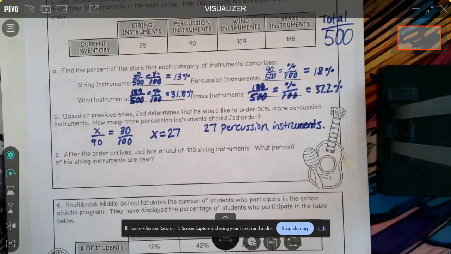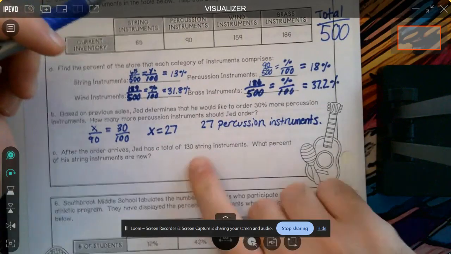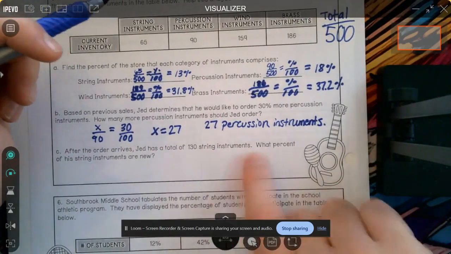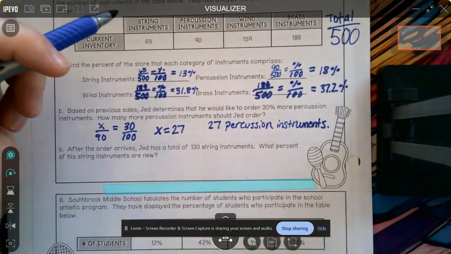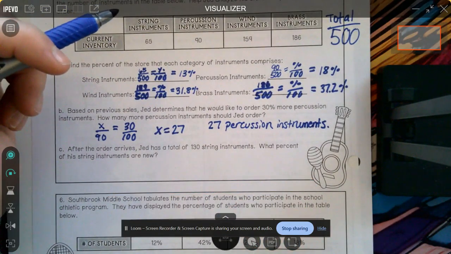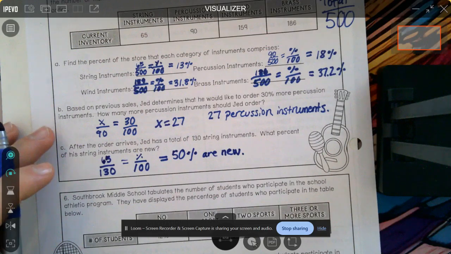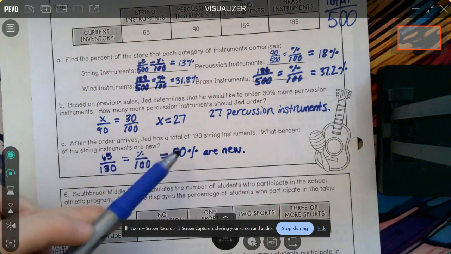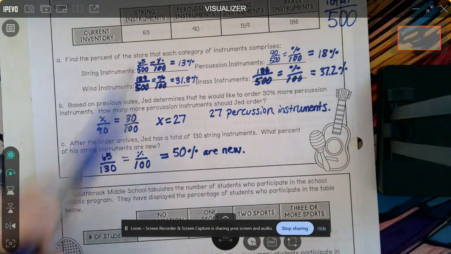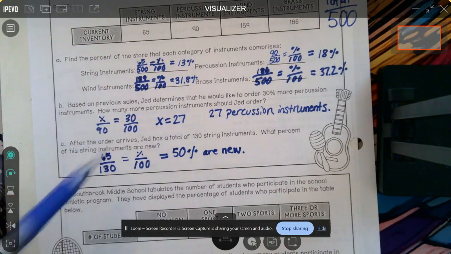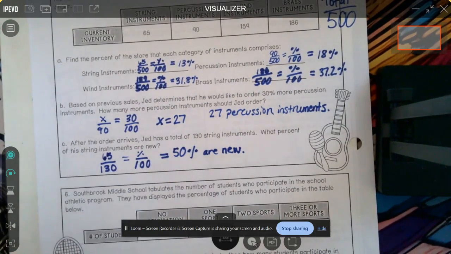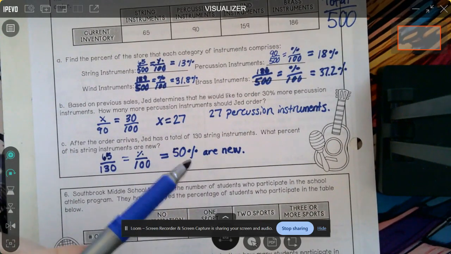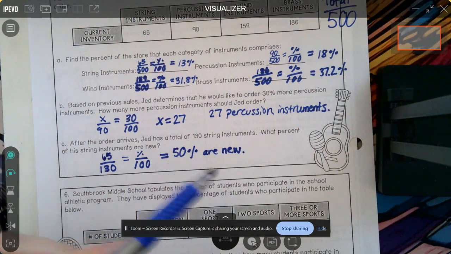All right, C. After the order arrives, Jed has a total of 130 string instruments. What percent of his string instruments are new? Try to set up that one. Here you go. So 130 is my whole number now because we're looking at just string instruments. 65 was my original amount of string instruments. Cross multiply and divide, and you get 50%. So 50% of the string instruments are new.